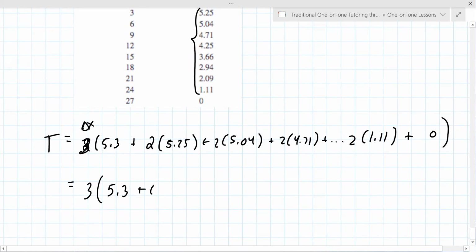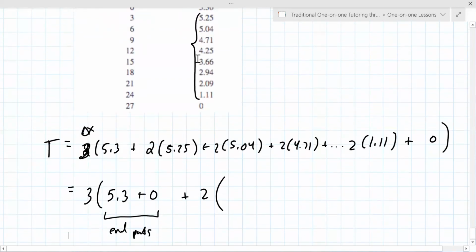I like this, plus 0. Those are the 2 endpoints. And then it's plus 2 parentheses, and you add up all these middle ones, 5.25 plus 5.04 plus 4.71 and so on. Because it's only the endpoints that get counted once. The interior ones get double counted, which is okay. It's just the nature of this.